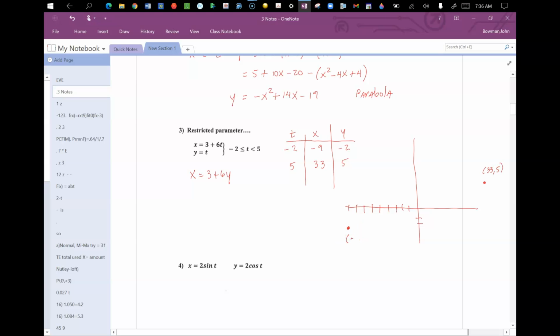So -9, -2. And now we know that what we have is a line segment, because we know we have a linear equation connecting those 2 points. If we had no restrictions on t, then we would not have a line segment, we would have the entire line.